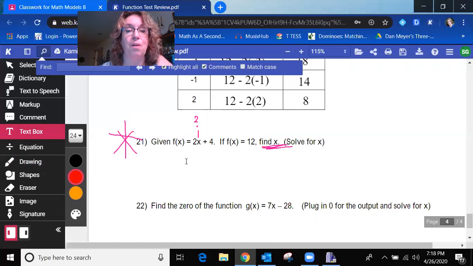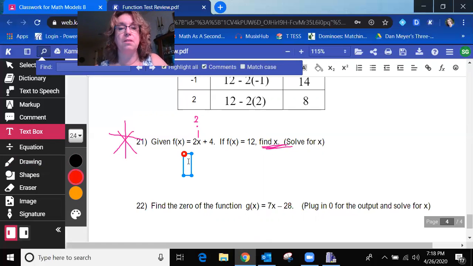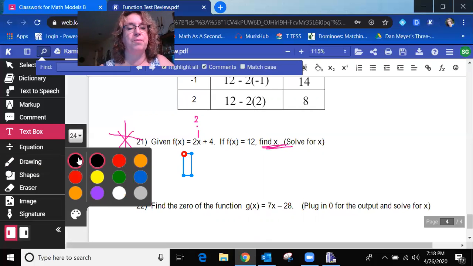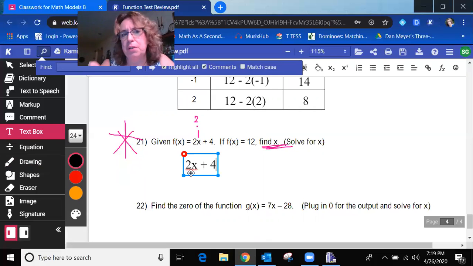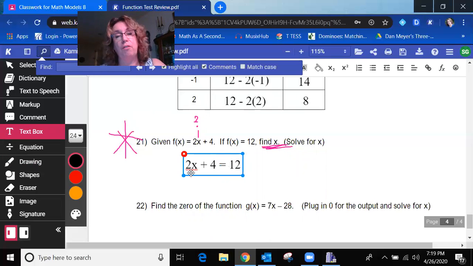So here's what I know. If I take 2x plus 4, I don't know what x is, so I can't put a number into x, but I do know what it's equal to. It's equal to 12. And this is where we start.